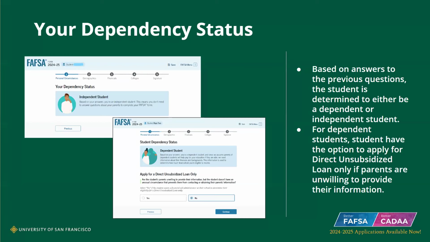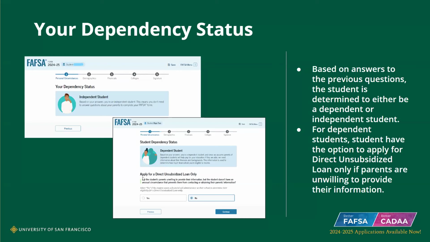I want you to pay close attention to the dependent status student. There's a question here that we've received some feedback from the Department of Education that students are answering incorrectly. It says, apply for a direct unsubsidized loan only. This is for students who have parents that they can contact, but the parents are unwilling to provide their information. The student doesn't have a special circumstance. You would only answer yes to this if parents are unwilling to provide their information.